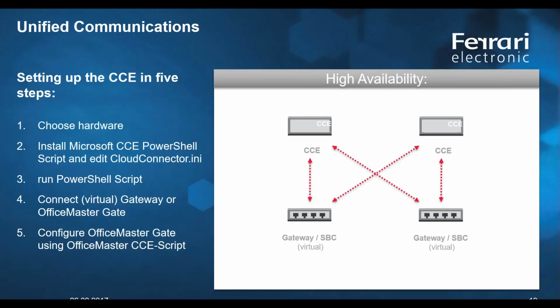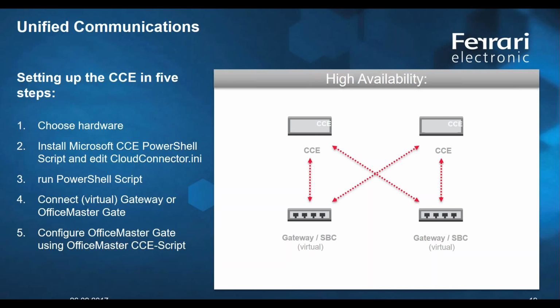Robert, next please. Just to sum that up, setting up the CCE is just 5 simple steps. Choose standard hardware for the Windows Server role, download and install the Microsoft PowerShell scripts, and edit the cloud connector.ini file with local information like IP addresses, etc.